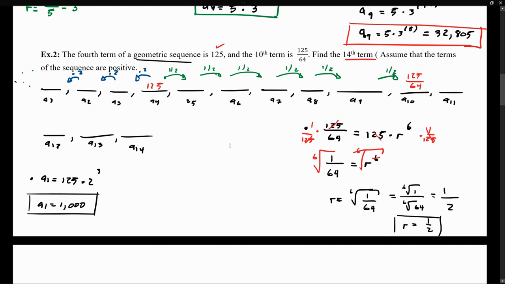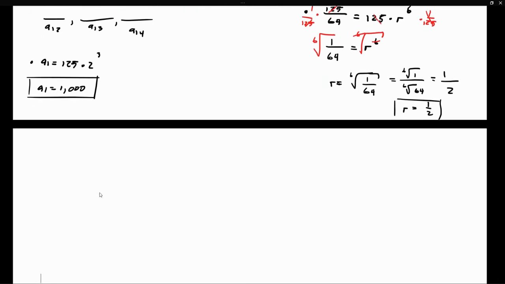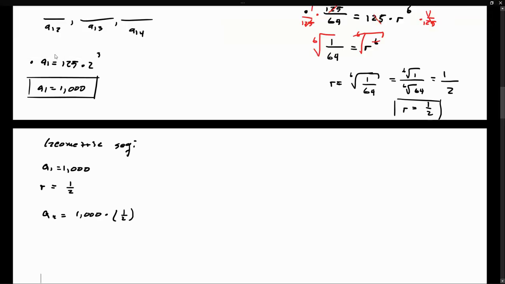Now notice that we have everything that we need. For this geometric sequence, I know that the first term is 1,000, and it also has a common ratio of 1/2. Therefore, its explicit formula is a sub n equals 1,000 times 1/2 to the n minus 1. And once we have this equation, we can find any term that we want in the sequence.